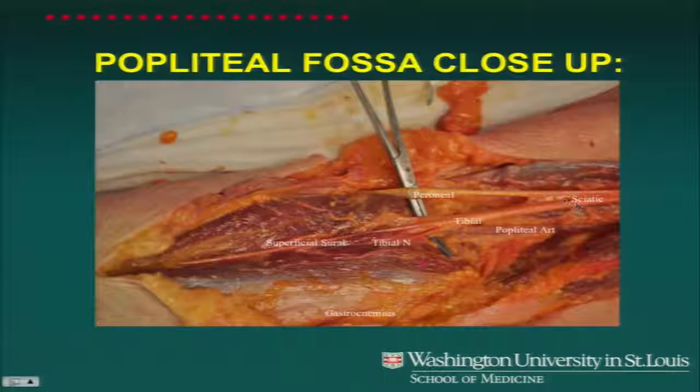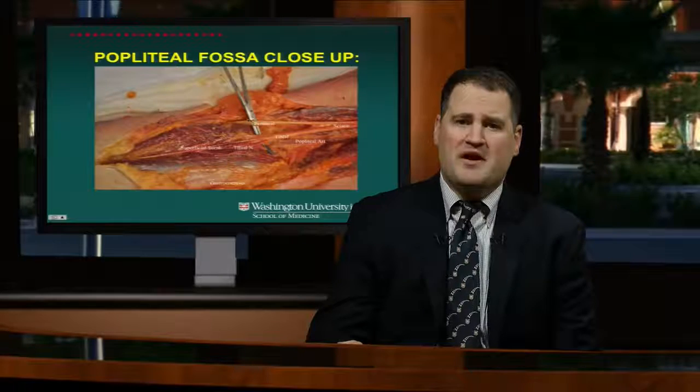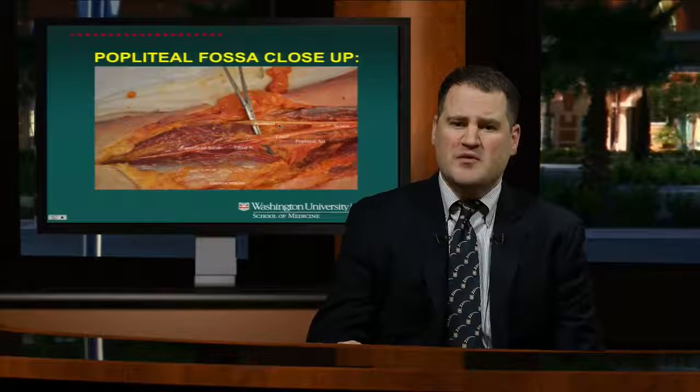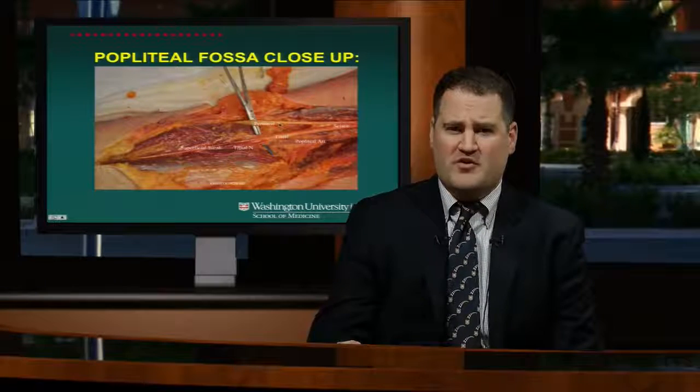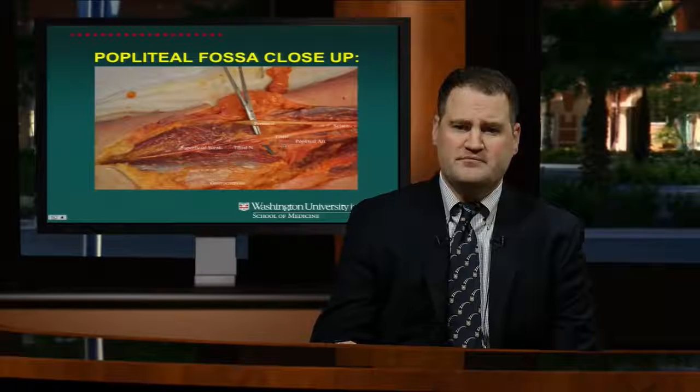Further close up, you can see the sciatic distribution. Here's the tibial component and the peroneal component. Again, the peroneal component goes to mainly the dorsiflexors and everters of the foot, wrapping around the fibular head. It's typically a little bit more slight and more wispy of a nerve than the tibial component.